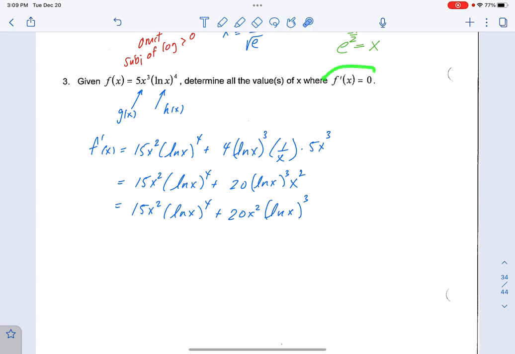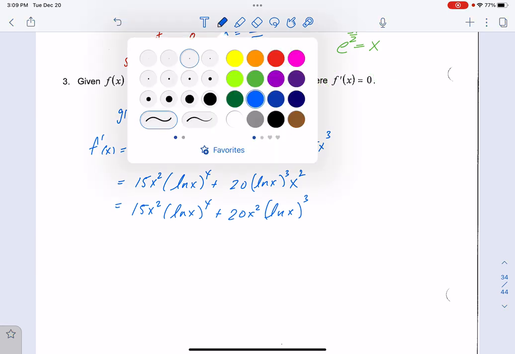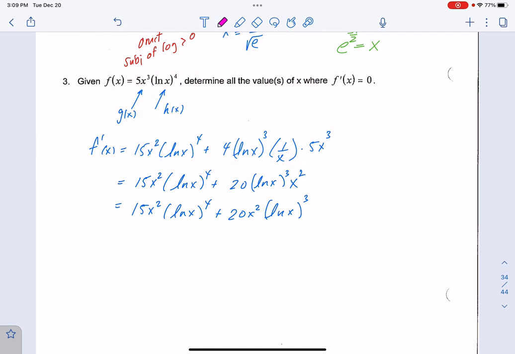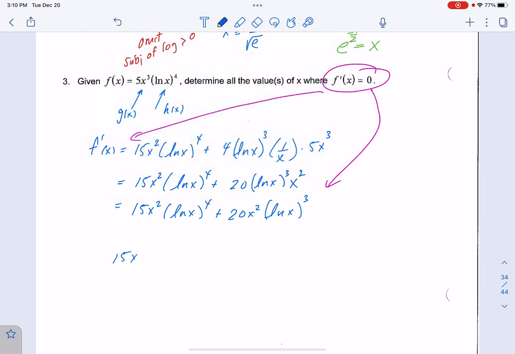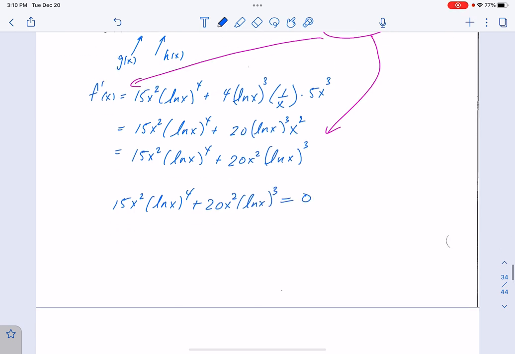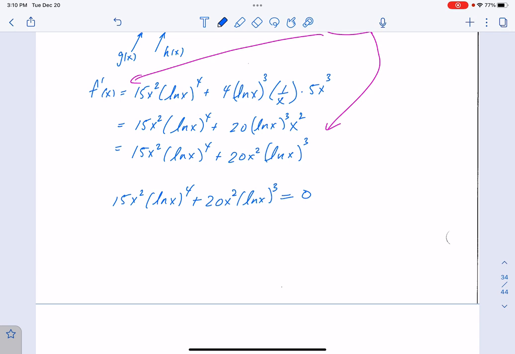And there's your derivative done, and you've simplified it, except have you simplified it enough for what we want to do with it? And the answer is no, we haven't. We want to set this derivative equal to 0. So we're going to get 15x squared ln x to the 4 plus 20x squared ln x cubed equals 0.